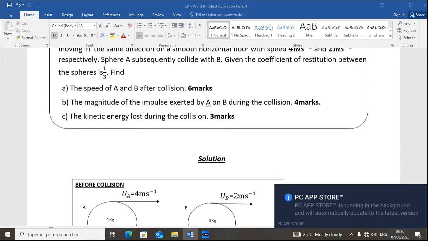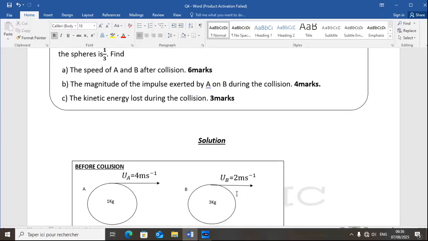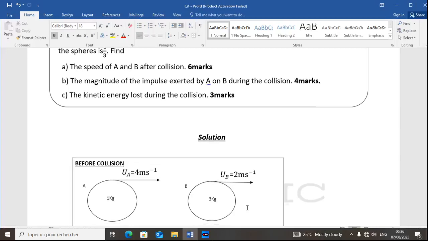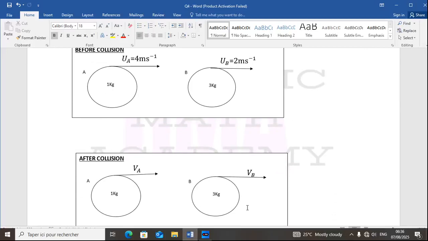So this is a diagram before the collision. They are moving in this direction. Now, during impact they are colliding, but I have not drawn the diagram during the impact. I drew the diagram after the impact. So after the impact, sphere A will still have the same mass, and sphere B will still have the same mass.